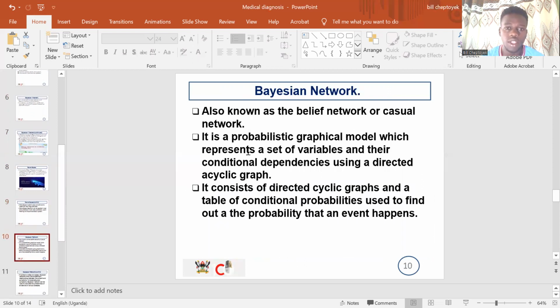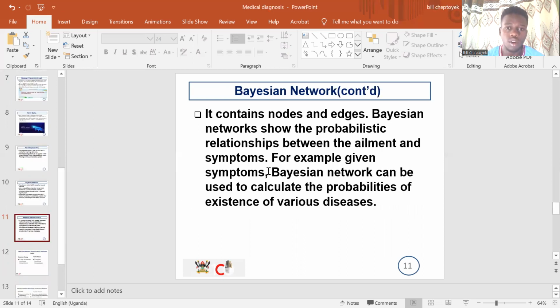Then there's also the Bayesian network. Its other name is the belief network, or you can call it the causal network. It is a probabilistic graphical model which represents a set of variables and their conditional dependencies using a directed acyclic graph. The Bayesian network contains nodes and edges. It shows probabilistic relationships between the ailment and symptoms. This is as used in medical diagnosis. For example, the network can be used to calculate the probabilities of existence of various diseases.